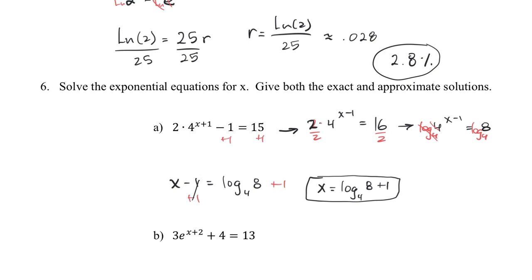The approximate solution is first using the change of base. So this is log 8 divided by log 4 plus 1. And that's, well, not approximately, it's exactly 2.5.